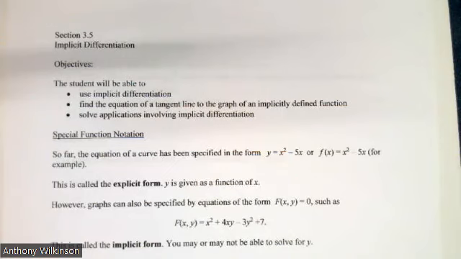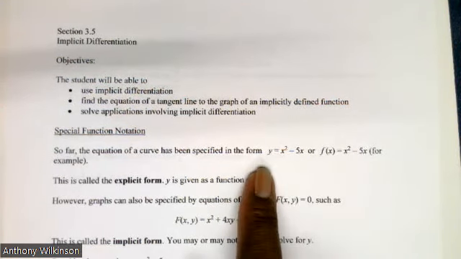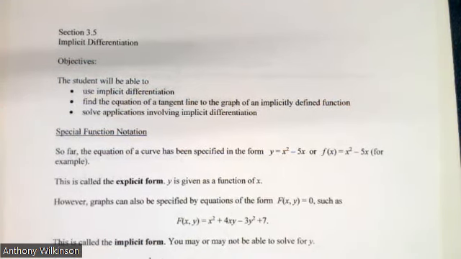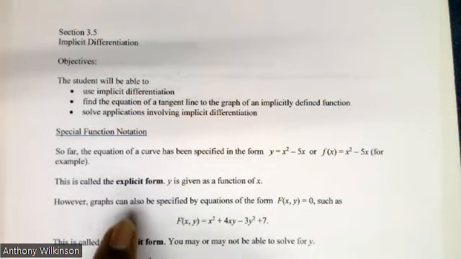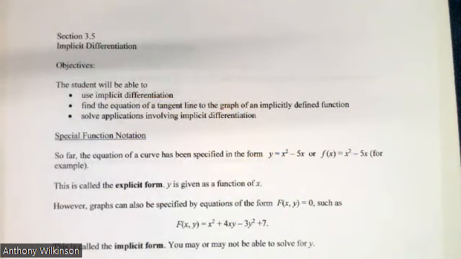All right. Up until now, you were taking derivatives of functions that were in the explicit form. Like in this equation of the curve, it was in the form y equals x squared minus 5x, or f of x equals x squared minus 5x. For example, it's just one example. And what you're seeing here is the explicit form, where y is given as a function of x.